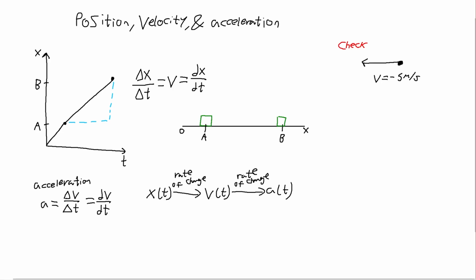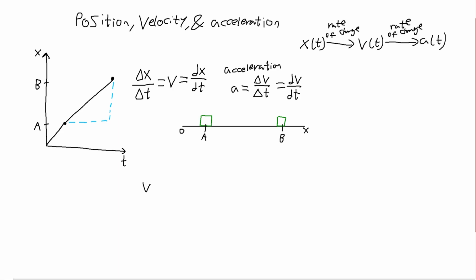Here's an example. This object here has a velocity of -5 meters a second. Is it slowing down? The answer is we don't know. From this picture and what it tells us, we only know the velocity. We don't know how the velocity changes over time, so we don't know if it's accelerating or if it's decelerating.